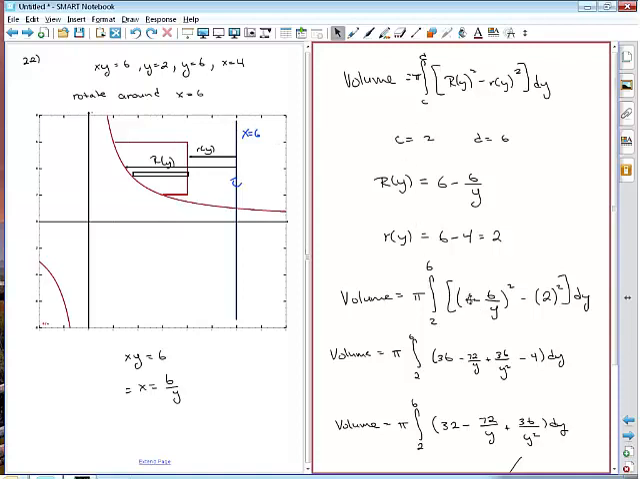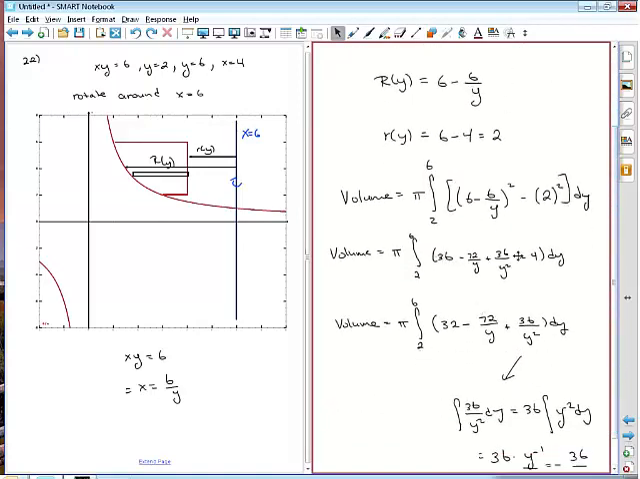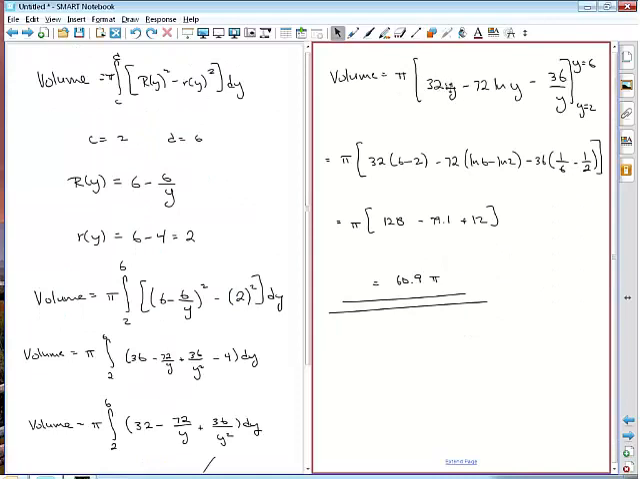And we just plug it in, square that, clean it up a little bit, combine these two terms into a single term. Then we integrate. And so integrating 32y gives us 32, dy gives us 32y. The integral of negative 72 divided by y is negative 72 times the natural log of y. And here we showed the extra steps, but you end up integrating this term. 36 over y squared dy is negative 36 over y.